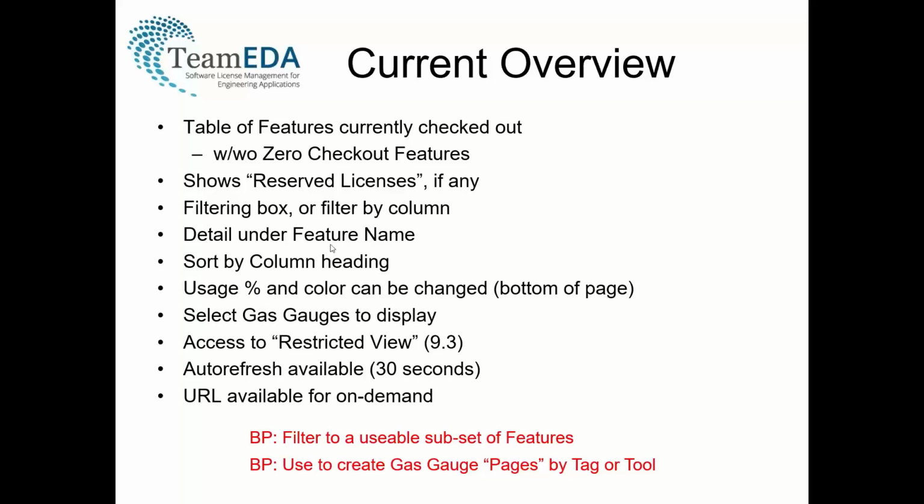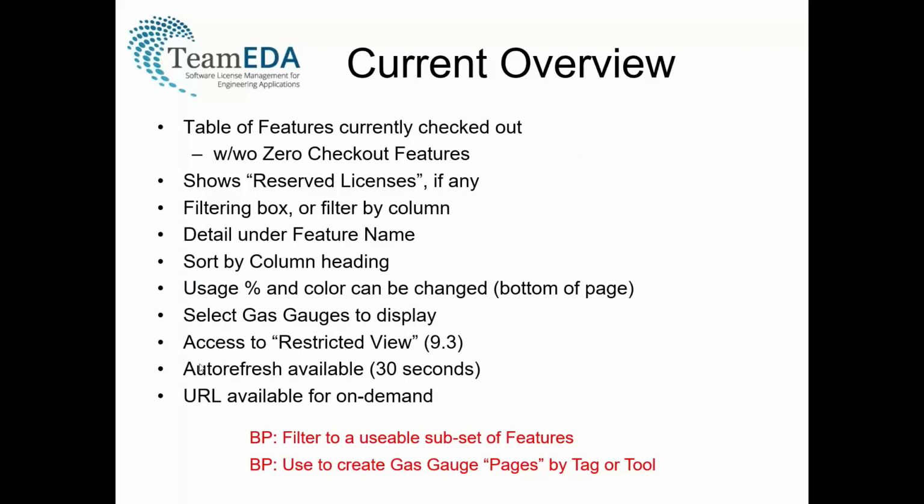You can also, from the current overview table, select specific features that you want to show as gas gauges. So you may only want to see a certain type of gas gauge. You can select those in the overview table, and then those will be presented as gas gauges. Also, this overview table is what gives you access to the new restricted view, which is current only restricted view. I'll show you that.